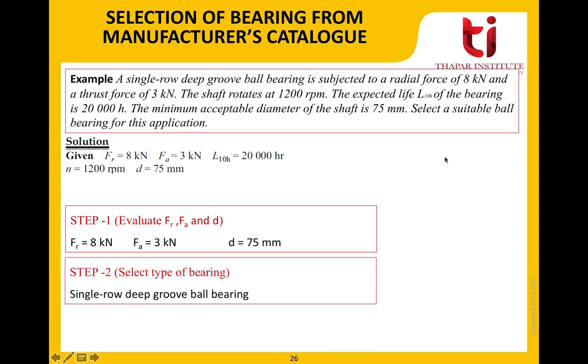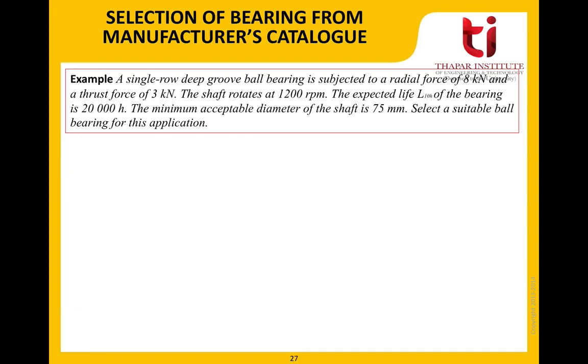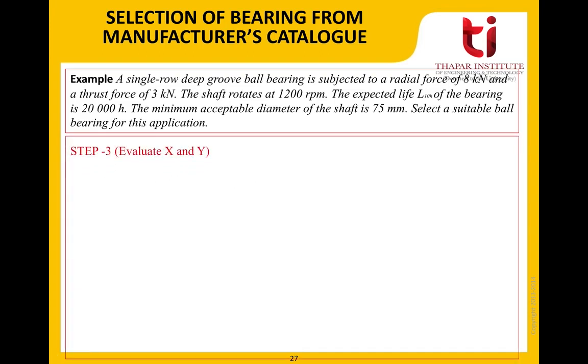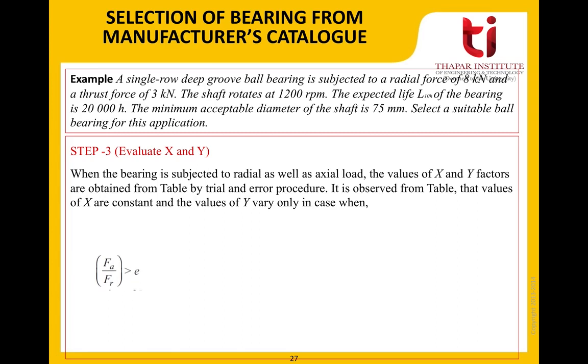Step 2 is to select the type of bearing. Again, the type of bearing is provided right there in the first line of the question, that is a single row deep groove ball bearing. We move to step 3 now. Step 3 is to evaluate X and Y.